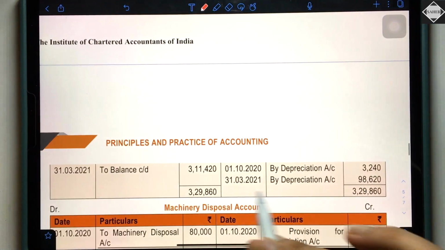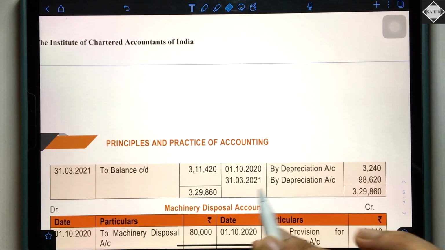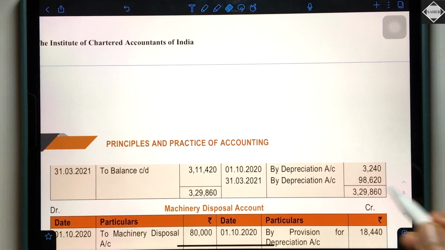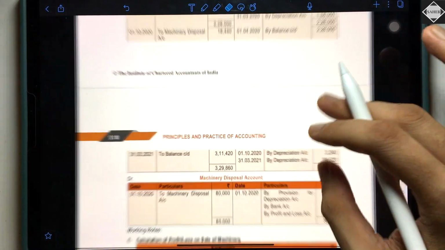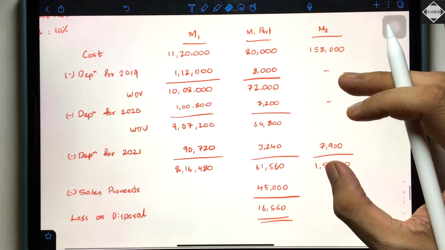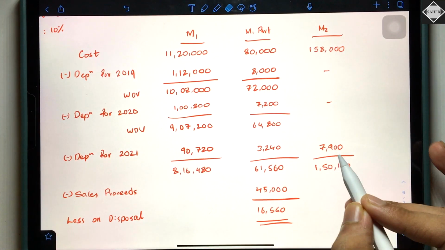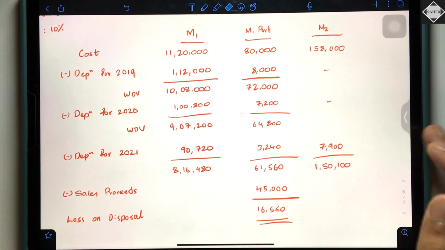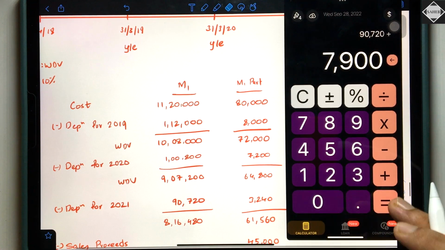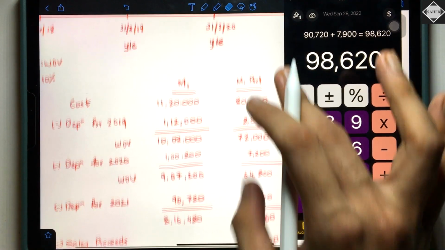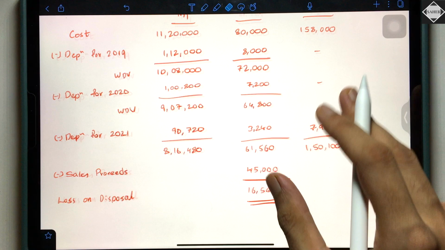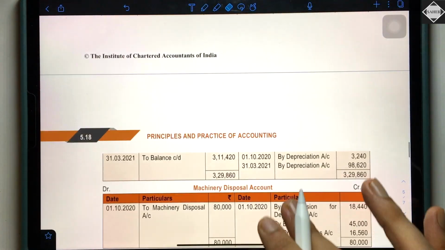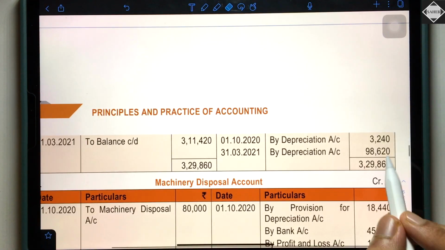And then you have to charge the depreciation on the remaining of the asset which you still have. 31st March 2021 by depreciation account 98,620. How did we get that 98,620? It's really simple. Just see in the working note. In the working note, if you see 90,720 plus 7,900, that gives you 98,620. Is it clear? This and this has been added, the depreciation for 2021, on the remaining of the machinery which you still have, by depreciation 98,620.